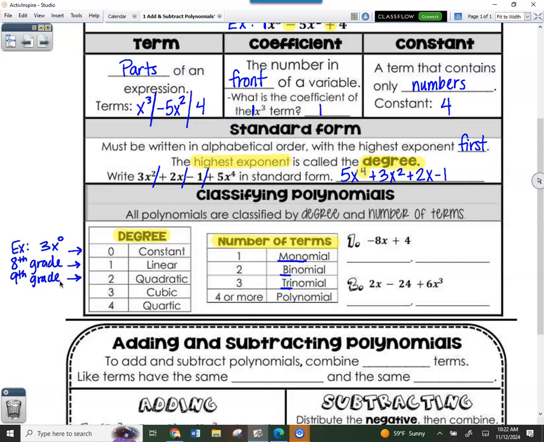All right. Come over here to number 1. We're going to name it based on the degree and the number of terms using this chart, these charts. So first of all, draw your slash to separate the terms. Also identify your highest exponent. Then I want you to write the words that identify the number of terms and the degree.